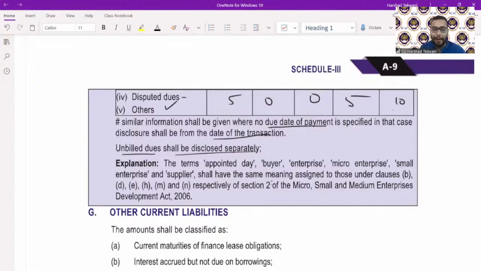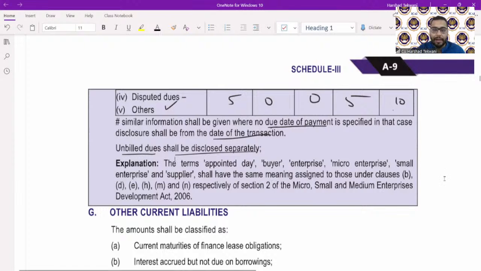So today, what we are going to do is continue Schedule 3 that we were discussing in the last lecture. Plus, after this, we will take up the next topic. So, guys, just a quick recap.